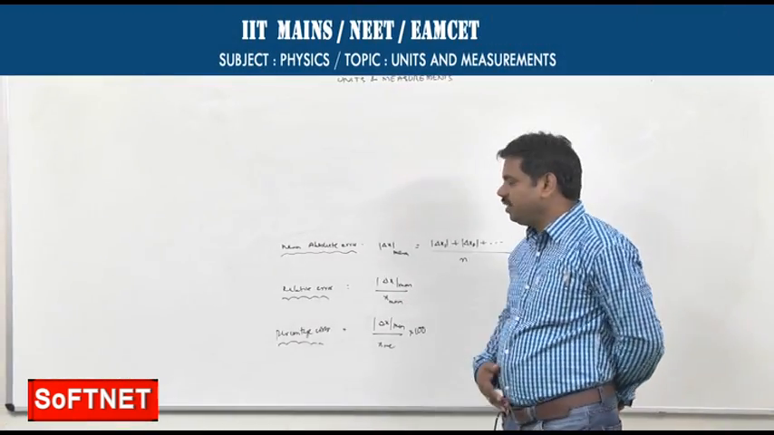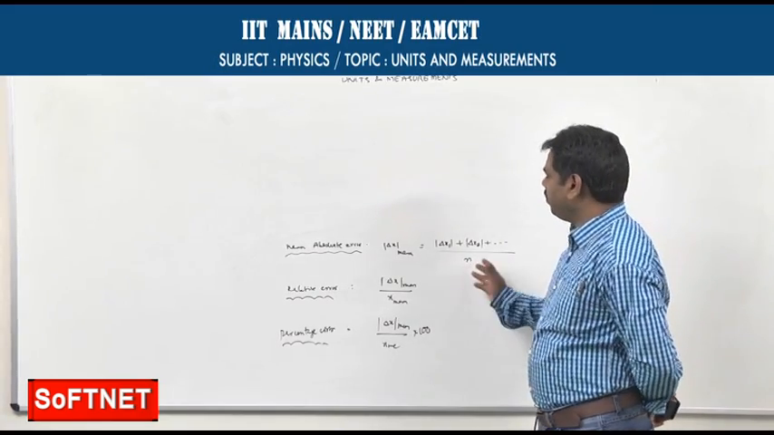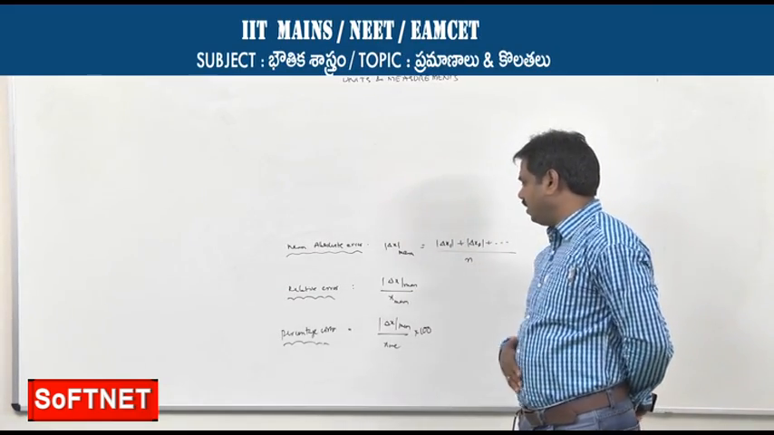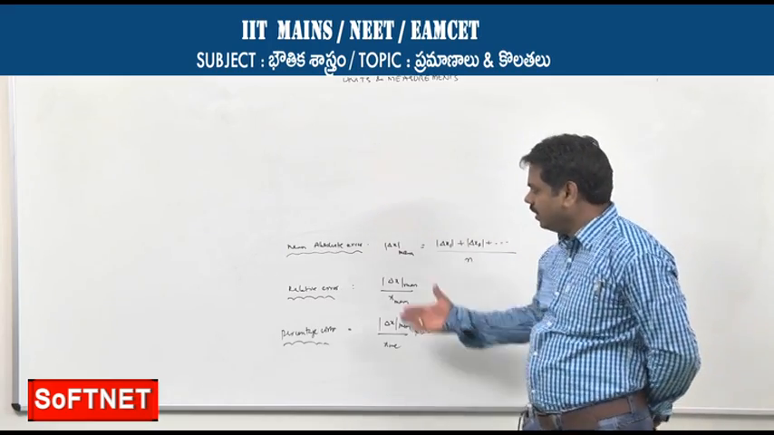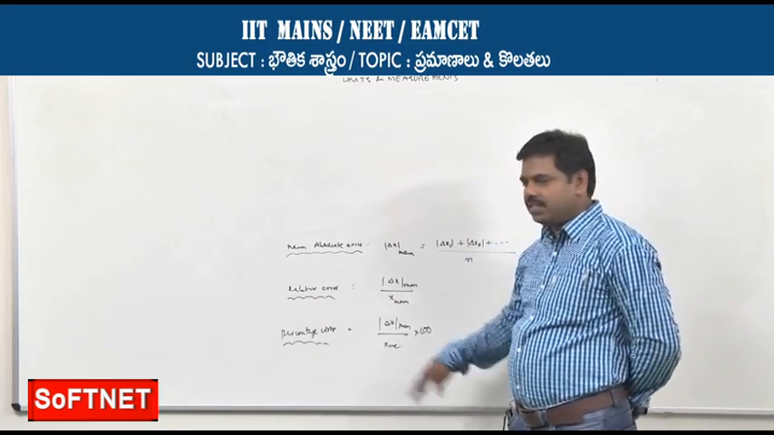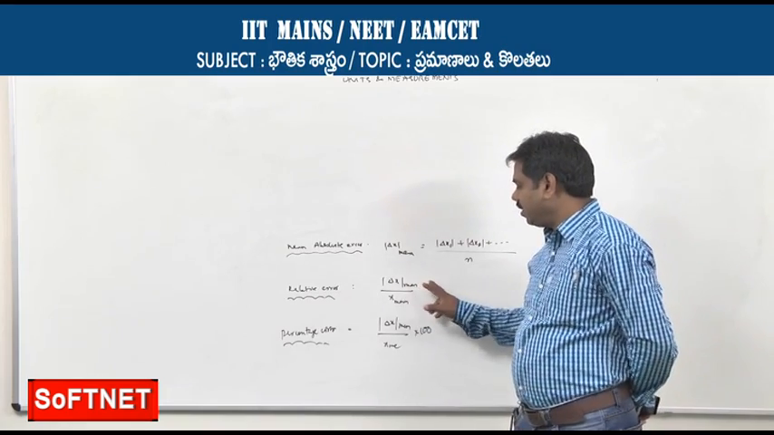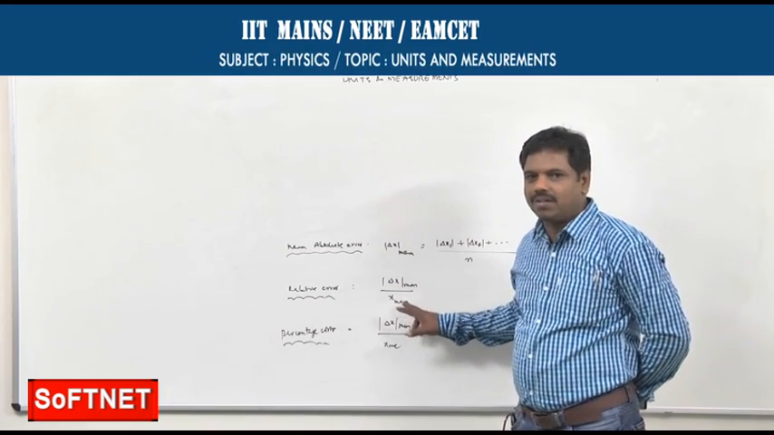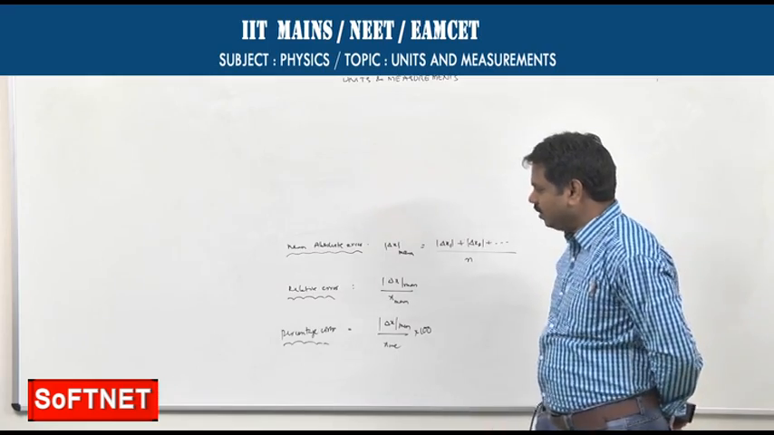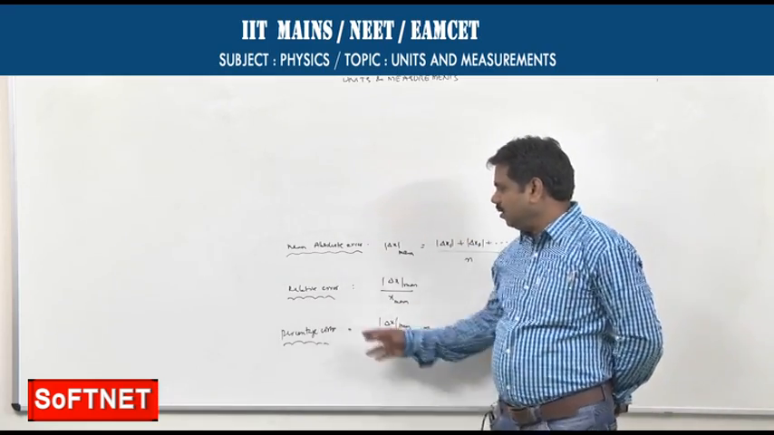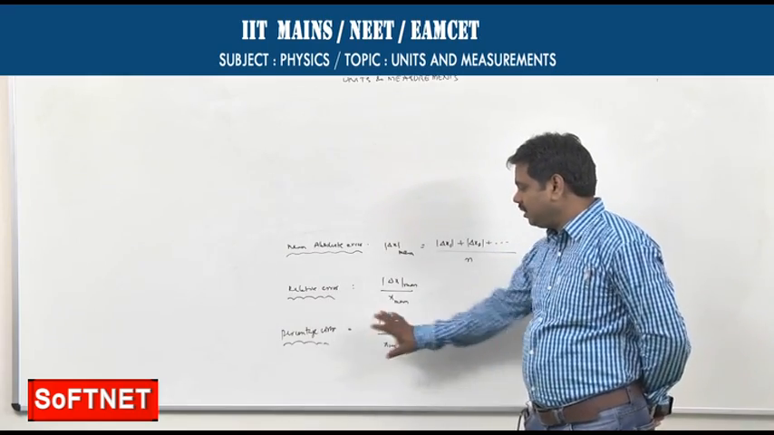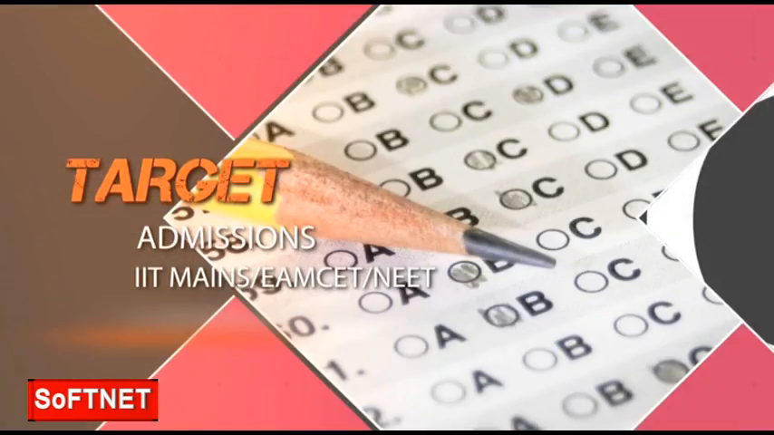After this, mean absolute error. It is very simple. The mean value of all the absolute errors can simply be called the mean absolute error. And the next, relative error. Simply it is the ratio of mean absolute error to the mean value, or you can say true value. And the next one is percentage error. Percentage error is nothing but relative error into 100. This will give the percentage error.